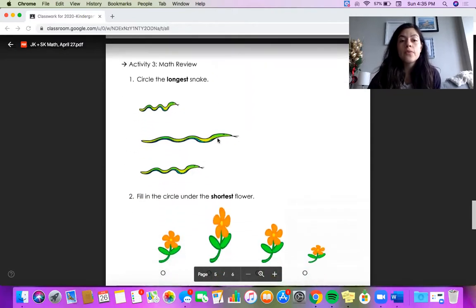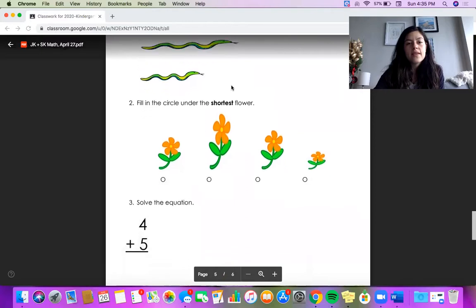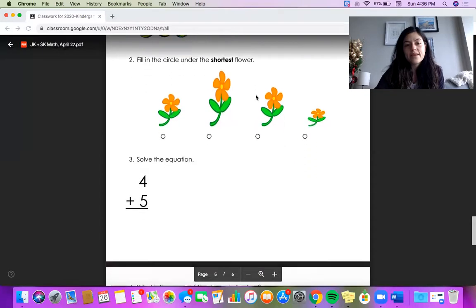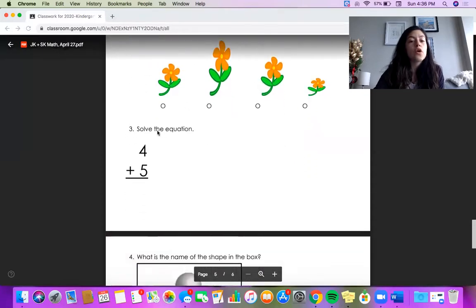Then for your math review, the first page is for SKs and JKs. Number 1, you'll circle the longest snake. It's a bit of a measurement review. Number 2, fill in the circle under the shortest flower. For number 3, you need to solve the addition equation. It's 4 plus 5. SKs, I challenge you to do it in your heads, counting on with your fingers. And JKs, you can draw out the numbers.